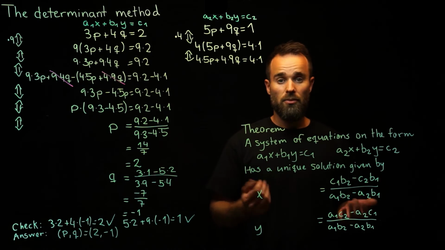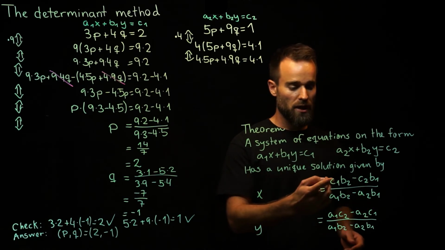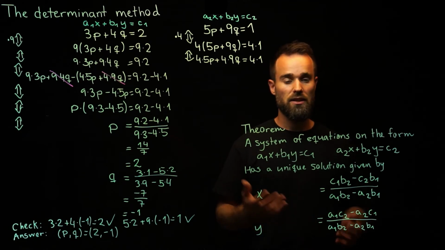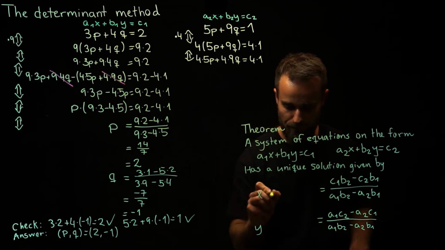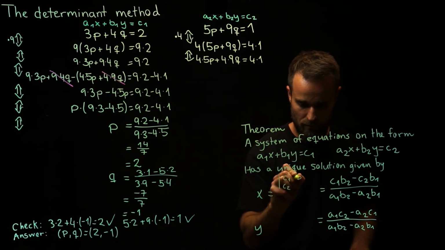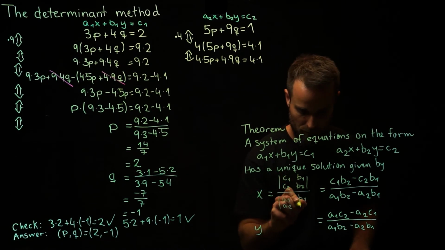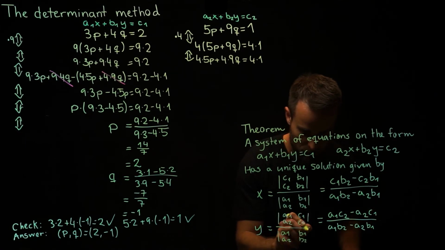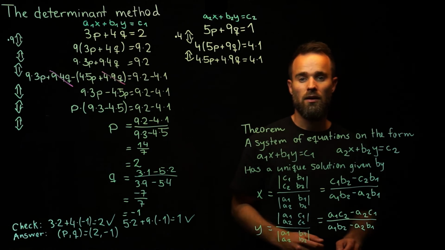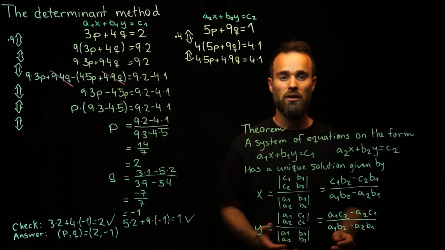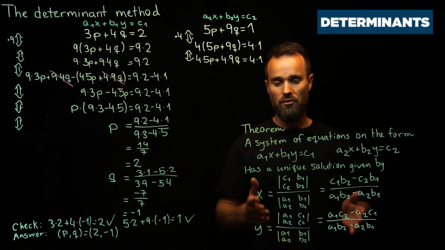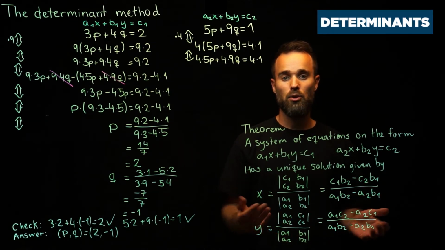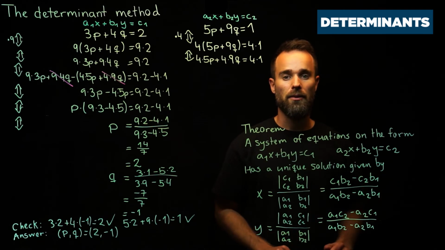This is called the determinant method because the numerator and the denominator here corresponds to calculating these determinants. Determinants is a subject for another video. However, this formula is a special case of Cramer's rule, which we will explore a bit in the discussion coming up.